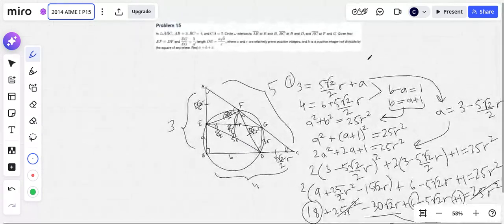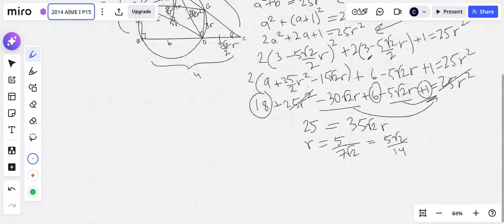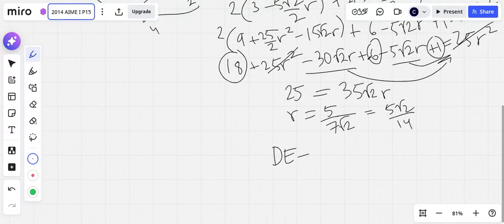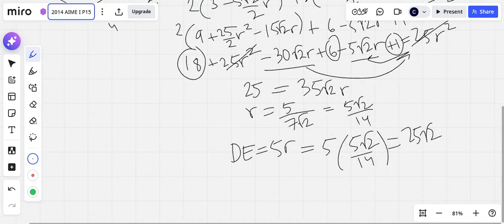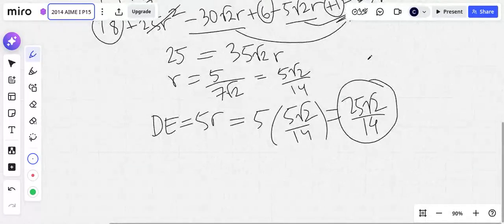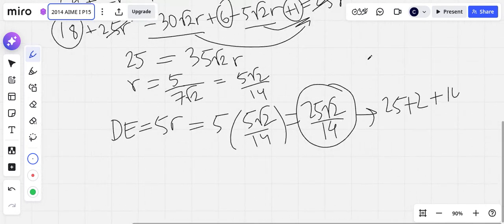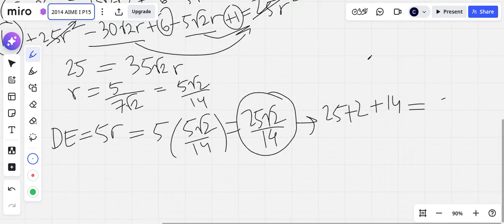But that's not our answer. We're asked to find DE, and DE is equal to 5r. So we take 5 times 5 square root of 2 over 14, which is equal to 25 square root of 2 over 14. And this is in simplest form. So now all we have to do is add a plus b plus c, which gives us 25 plus 2 plus 14. And this equals 41. And that is our answer.